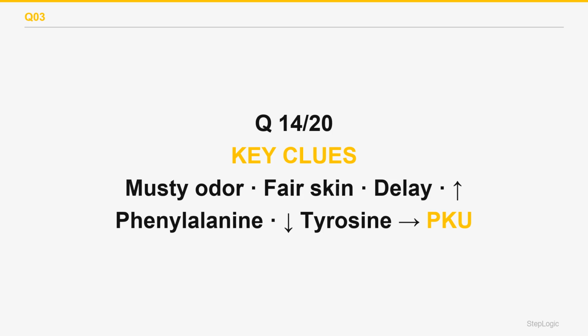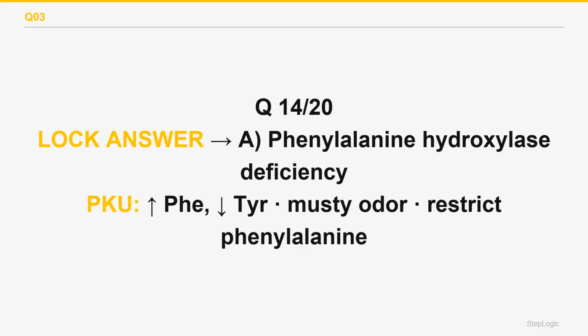Phenylalanine accumulates and is shunted to phenylketones, producing the musty or mousy body odor. Tyrosine becomes essential and falls, and because tyrosine is the precursor of melanin, patients have fair skin and hair. Excess phenylalanine is neurotoxic, causing intellectual disability if untreated. Treatment is dietary restriction of phenylalanine and avoidance of aspartame.